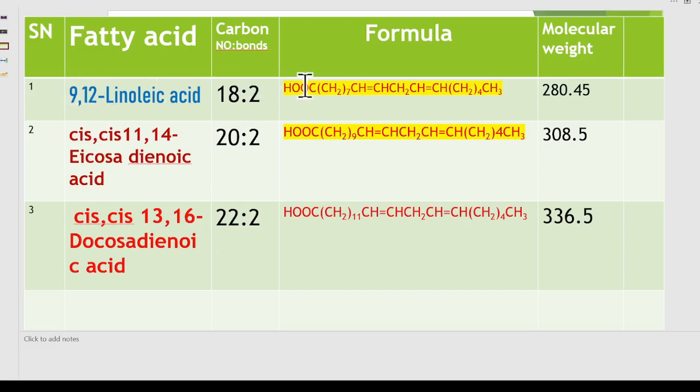This linoleic acid, with its double bonds between 9 and 10 and 12 and 13, is what we usually find in most vegetable oils. Soybean oil contains linoleic acid in more than 45%, like that. Cottonseed also contains linoleic acid in more quantity. These two are also present in some other oils. We can go through them in later upcoming lessons.